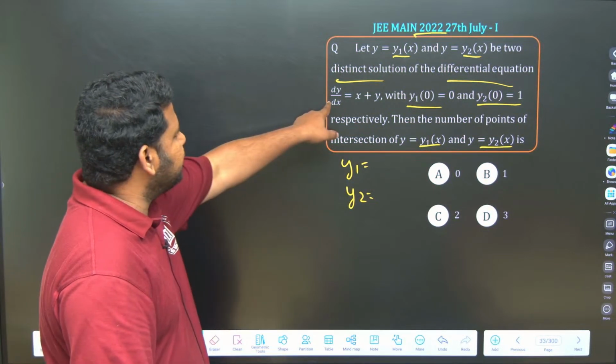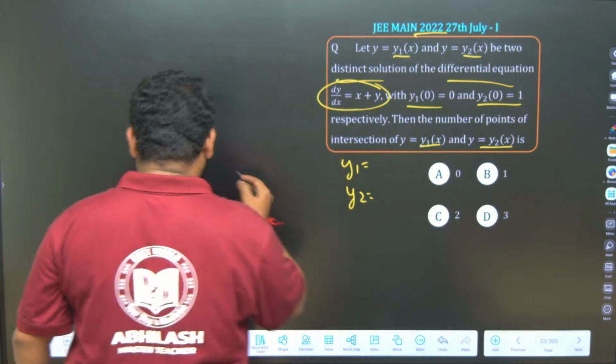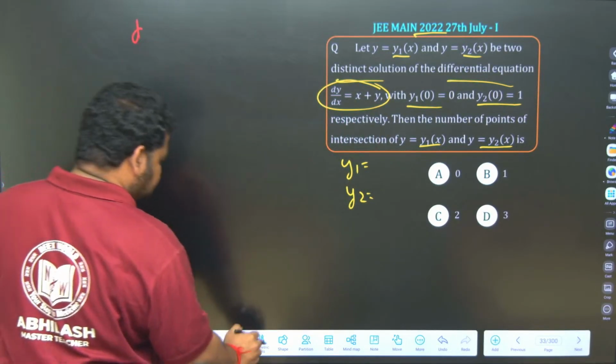So first of all, what they have given? dy by dx is equal to x plus y. Okay, this is what they have given. So let us write it as it is.